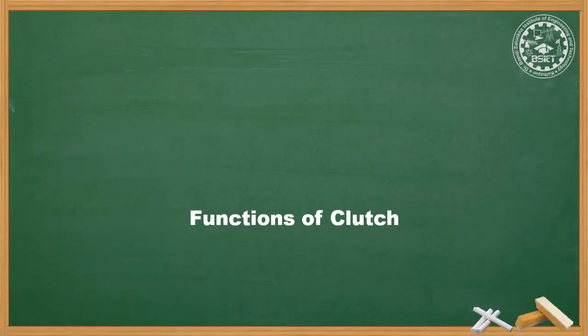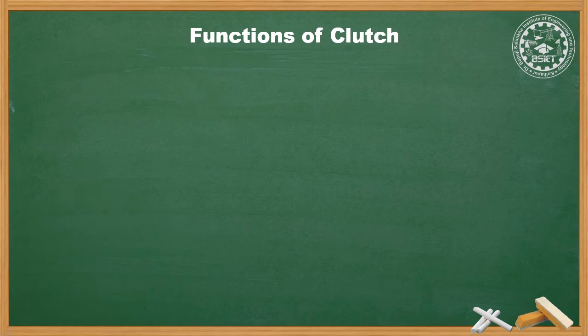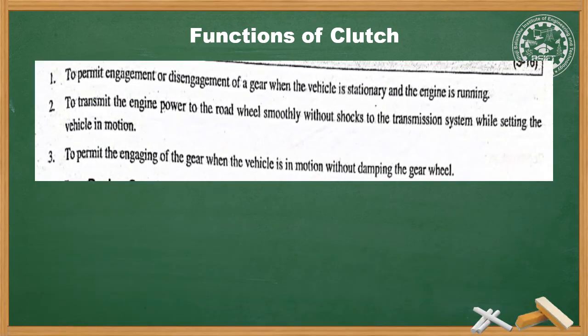It depends upon the coefficient of friction of the material and the radius of the clutch. After understanding the working principle, let us study the functions of the clutch. The functions of the clutch are very simple. First is to permit engagement or disengagement of a gear when the vehicle is stationary and the engine is running. That is, for smooth engagement and disengagement of gear, the clutch is provided.